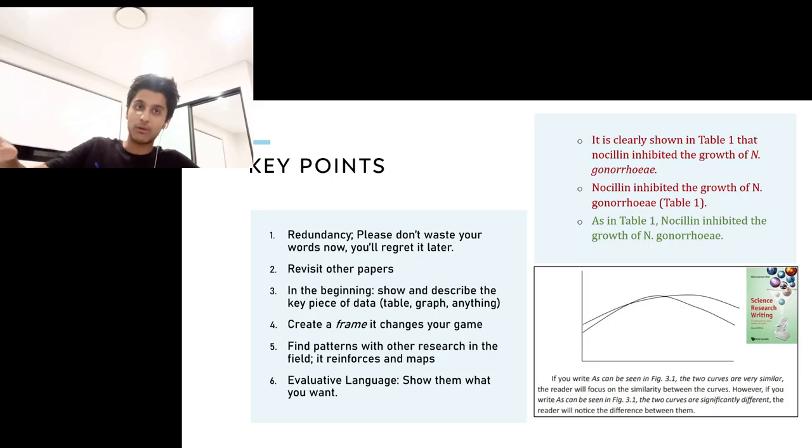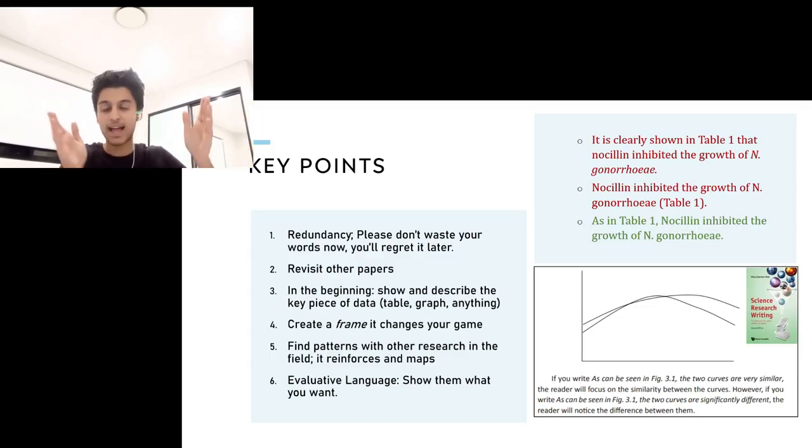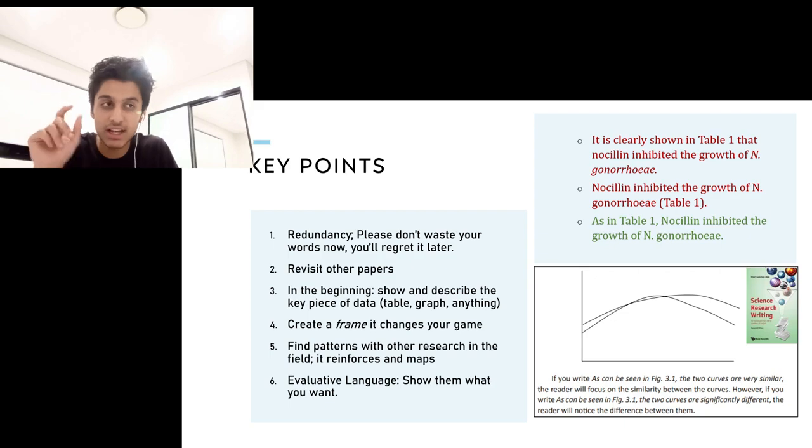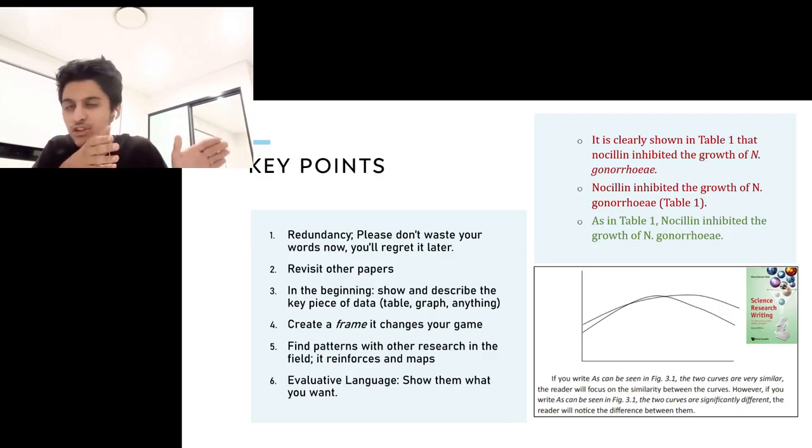Now, you want to find patterns with other research in the field. It reinforces and allows the reader to place your research on a map. If you can say similar results were achieved by this research, now there's a pattern. And don't make that pattern too specific. Don't say this value was associated with that value, and there was only a 0.05 blah blah blah. No, not that specific.